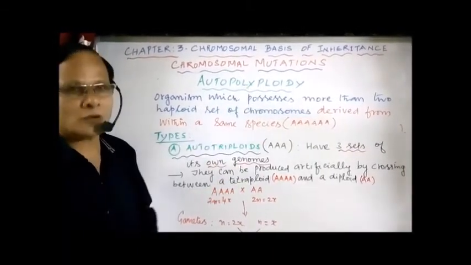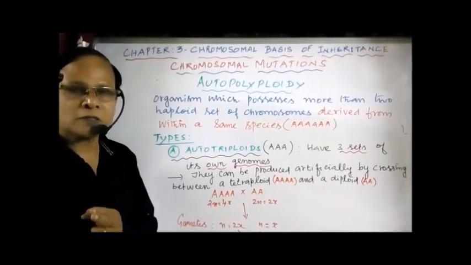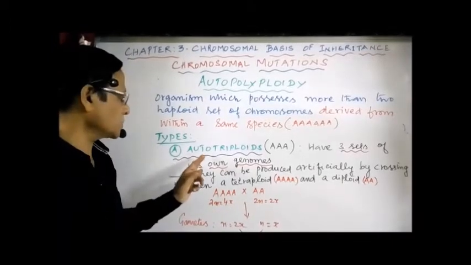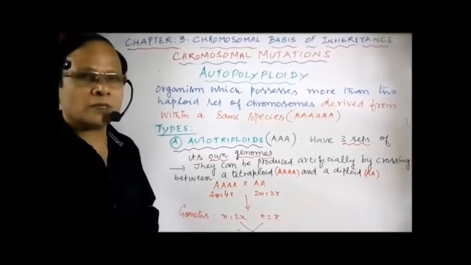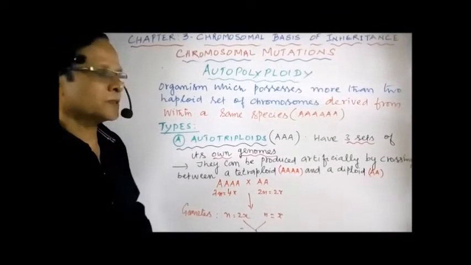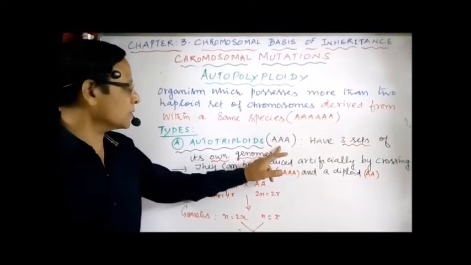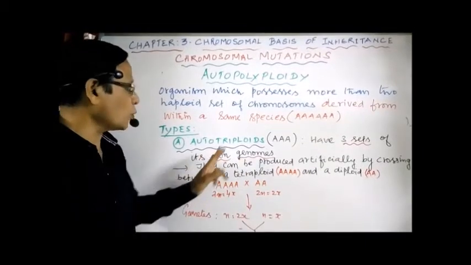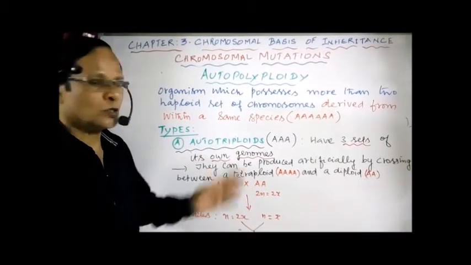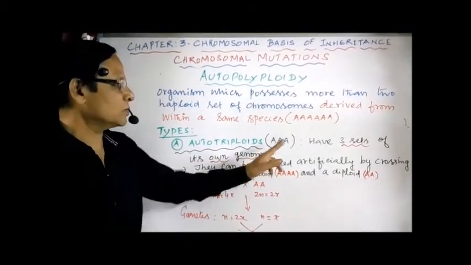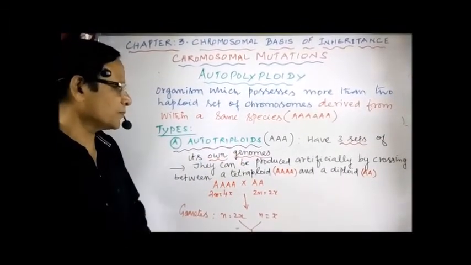is called an autopolyploid. If you are taking the types of autopolyploids, there are 2 types based on the number of sets: autotriploids and autotetraploids. I'll take the first one, autotriploids, and then go for autotetraploids. In autotriploids, you see 3 sets. So these organisms have 3 sets of their own genomes. That is A only, not B. That's the meaning of own genomes, similar genomes. That condition is called autotriploid.